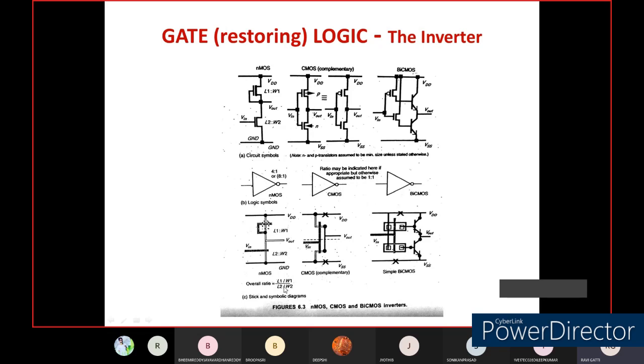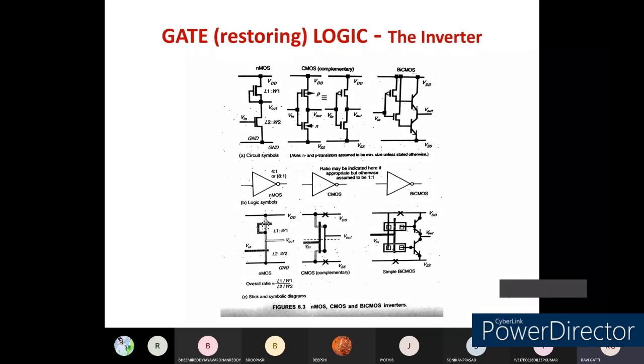And the corresponding stick diagram we have written over here. You can see here the overall ratio: L1 divided by W1 for the top transistor you need to consider. Similarly for the bottom transistor you need to consider L2 divided by W2, for all the cases. So this is a stick diagram for your NMOS technology, this is a stick diagram for your CMOS technology, and this is a stick diagram for your BiCMOS technology.